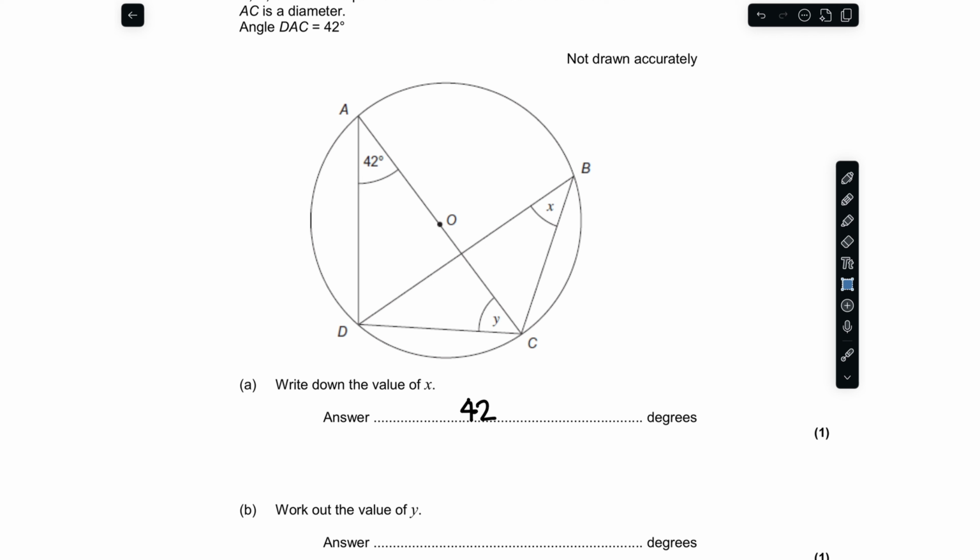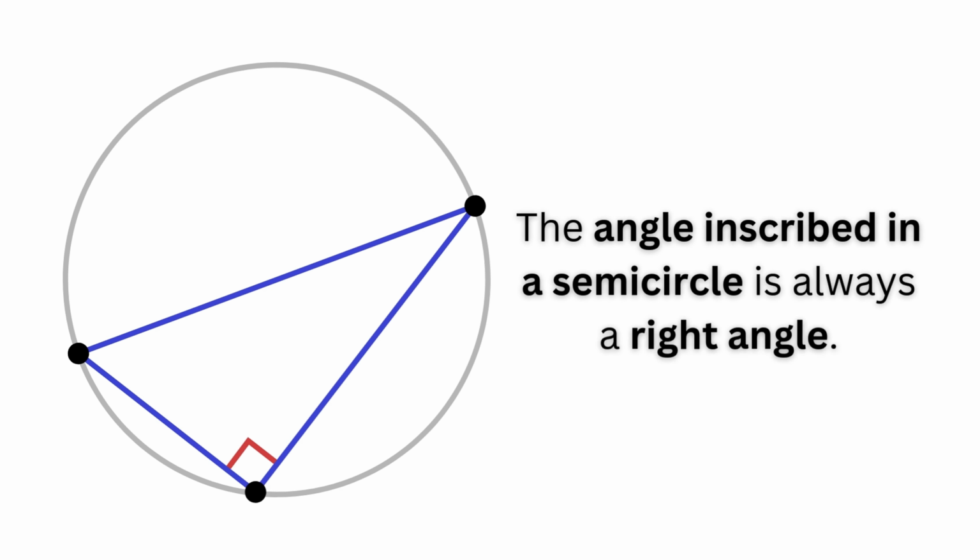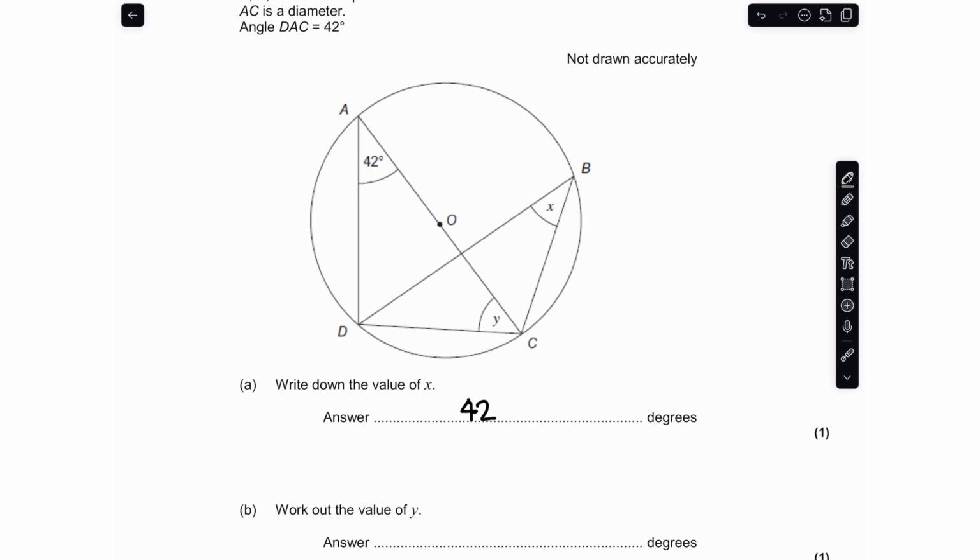In the final part of this question, we are told to work out the value of Y. I want us to note something here. Given that AC is a diameter, that splits this circle into 2 semicircles, and the angle inscribed in the semicircle is always a right angle. Therefore, angle ADC is 90 degrees.